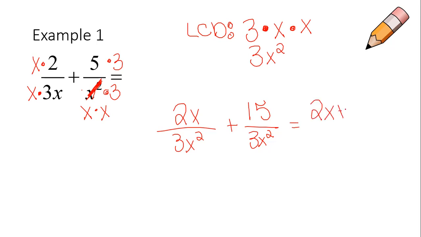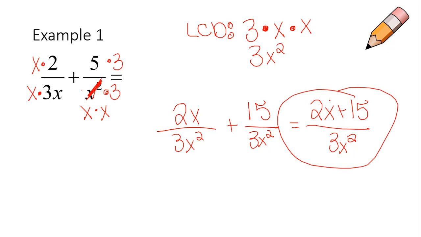So 2x plus 15 over 3x squared. Nothing factors, so we are complete. We do not need to simplify any further.